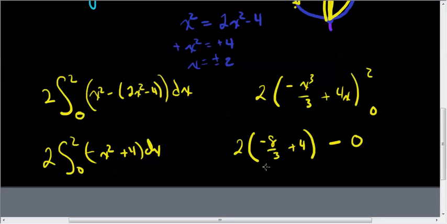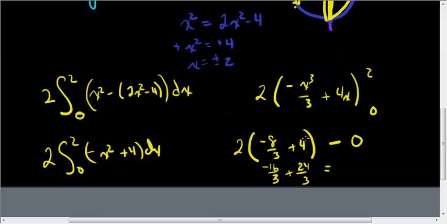Let's see, negative 16 thirds plus 8, and 8 is 24 thirds. I'm supposed to get 32 thirds.